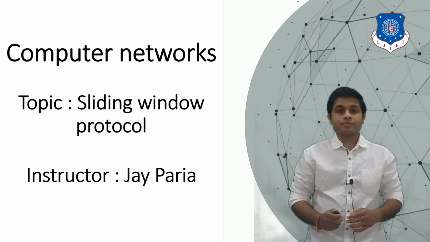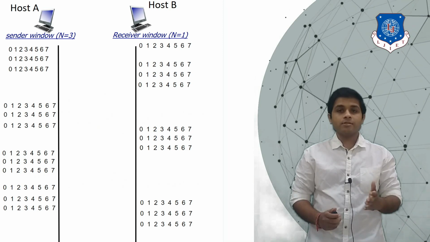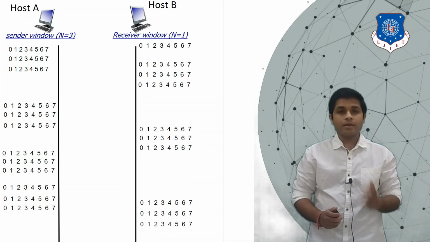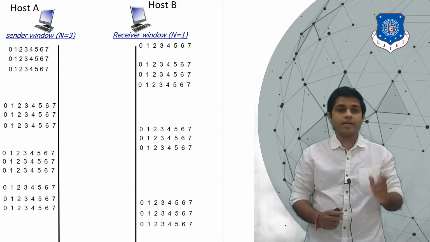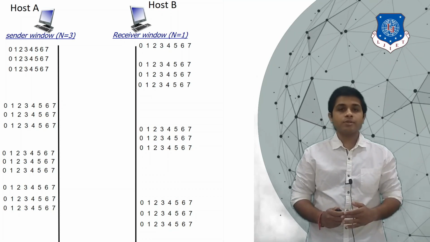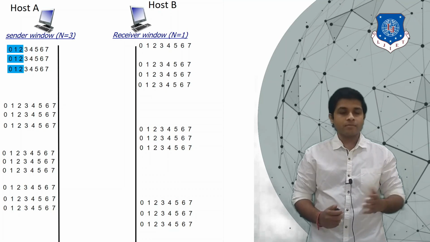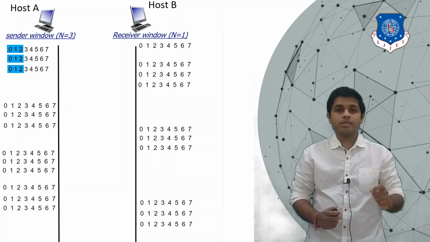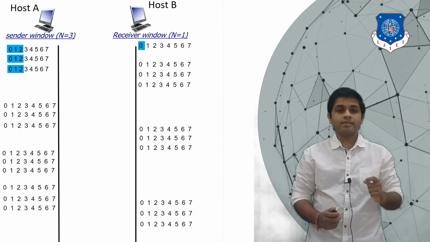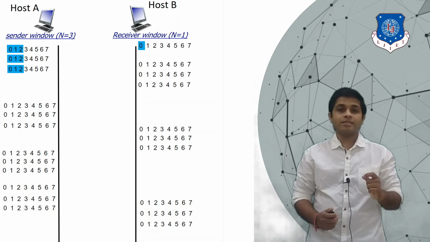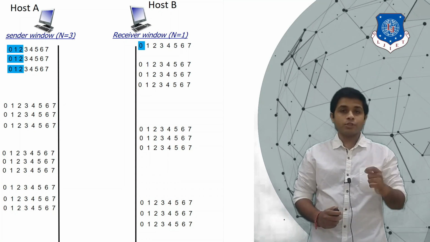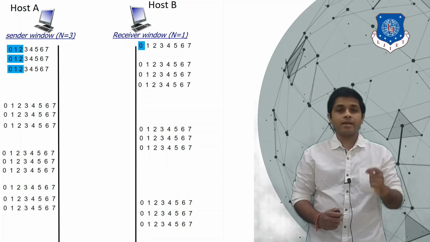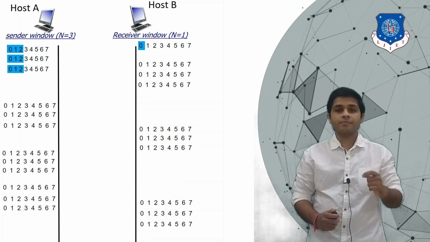So this is the example of Go-Back-N. In the Go-Back-N protocol, N is the size of the sender's window. Right now the size of the sender window is 3, and the receiver's window will always be 1. The receiver's window is at 0, and its position tells us which packet the receiver is expecting next.